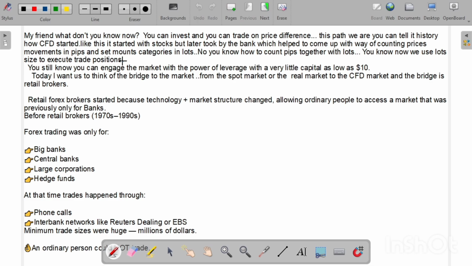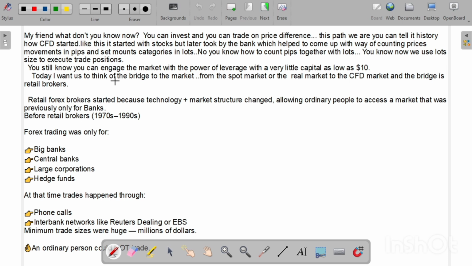That's the part of waiting, but the part that is instant is the amount that you're willing to buy in the market. So you still know you can engage the market with the power of leverage with very little capital, as low as $10.